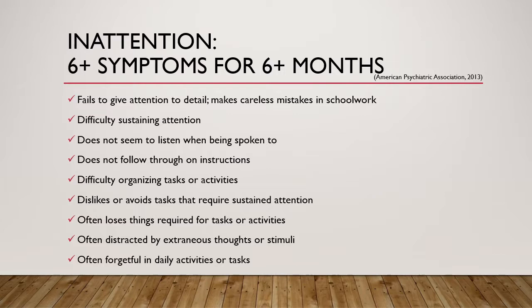The child often loses things required for tasks or activities. This may include school supplies, glasses, wallets, other necessary items. The child is often distracted by extraneous stimuli. An example may be an unrelated thought that may distract an older child or a noise that may distract younger children. They are often forgetful in daily activities or tasks. This may include homework, chores, returning phone calls, or paying bills when they're older.